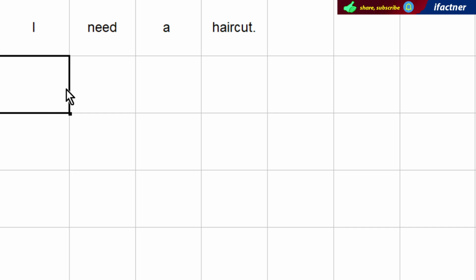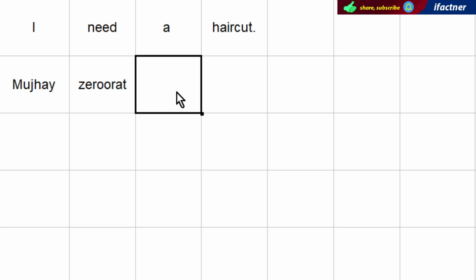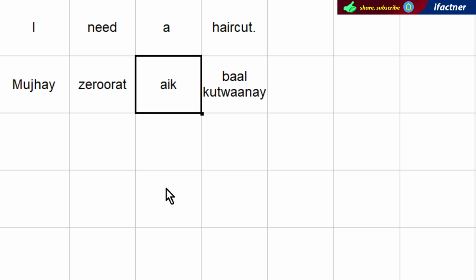So you can say I can be translated as मुझे. I is मैं और मुझे. Need is ज़रूरत. A can be translated as एक, and haircut can be haircut, or you can say बाल कटवाने, बाल कटवाने. So बाल are hair and कटवाने is cut.